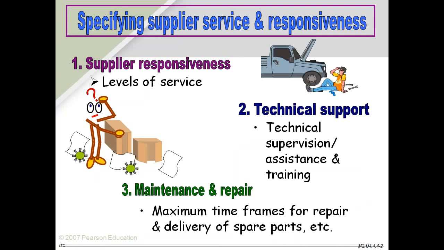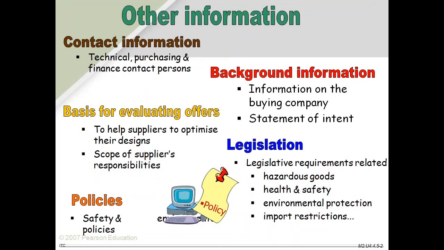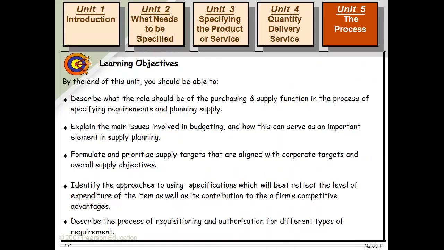Specifying supplier service and responsiveness, what level of service you need. Technical support you need. Maintenance and repairs you need. So all those factors need to be spelled out. Other information: contact information, basis for evaluating, legislation, policies, background information.